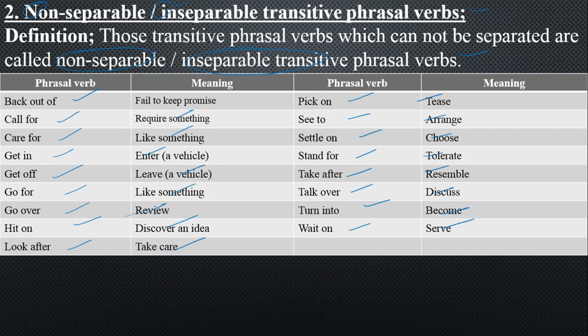He sees to the meeting. The meeting was seen to by him. Now over there, this can be changed into passive voice. Why? Because it is a transitive phrasal verb, but it is a non-separable or inseparable transitive phrasal verb which cannot be separated. Now if we separate, the meaning may be wrong or different, so that is not suitable.